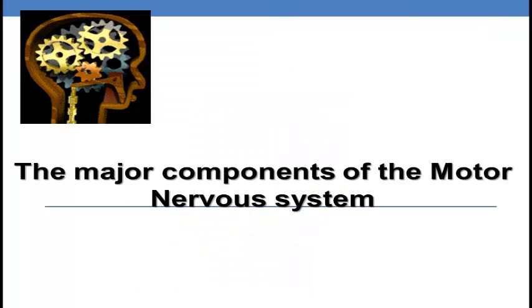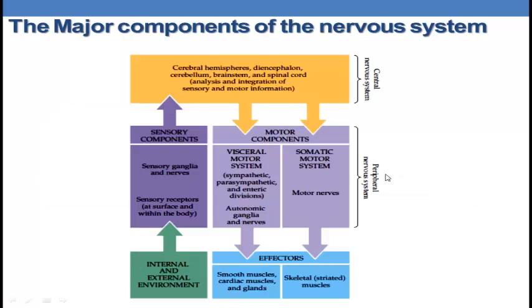So we will start with the major components of the motor nervous system. The major components of the nervous system involve a central part and a peripheral part. The central nervous system has the cerebral hemispheres, cerebellum, brainstem, and spinal cord, and then there is the peripheral nervous system participation.